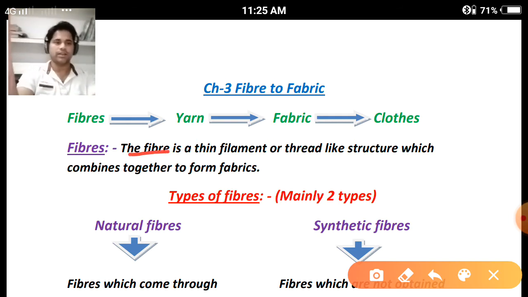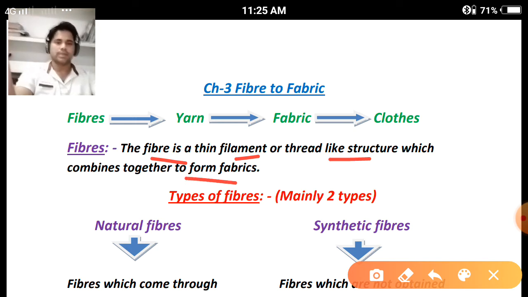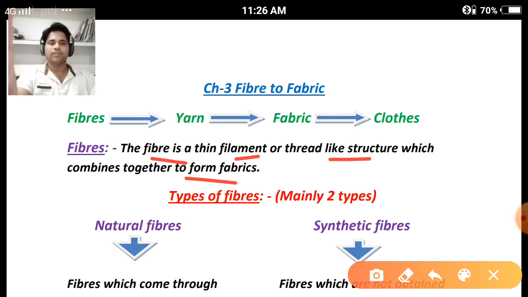So first, the definition of fibers. What is fiber? The fiber is a thin filament or thread-like structure, like wire, which combines together to form fabrics. When we combine fibers together, they make yarn, and yarn is combined together to make fabrics, and ultimately it is converted into cloth. Clear? So this is the definition you have to learn.